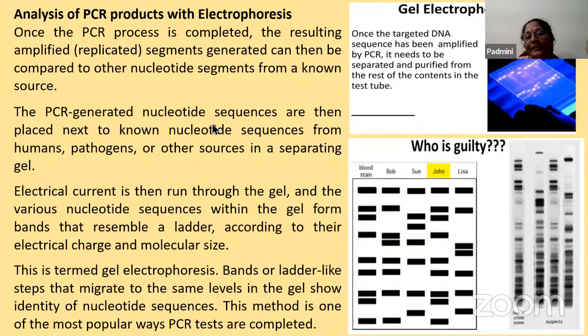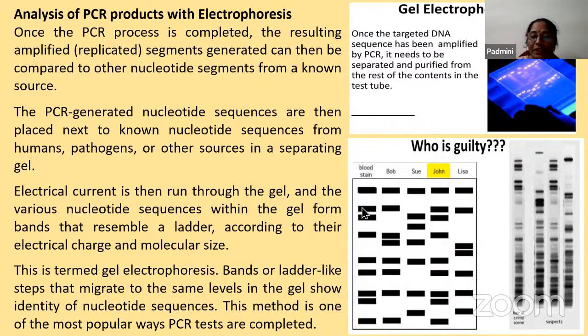The PCR generated nucleotide sequences are then placed next to a known nucleotide sequence. So this is a known nucleotide sequence, and here you're going to add the unknown samples. Then electric current is run through the gel, and the various nucleotide sequences within the gel form bands that resemble a ladder. So you can see this ladder according to their electric charge and molecular size.